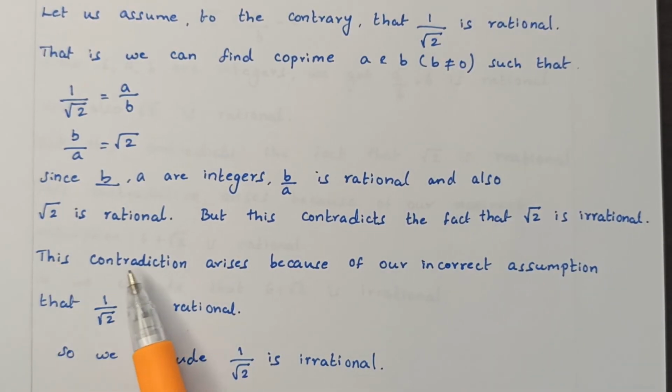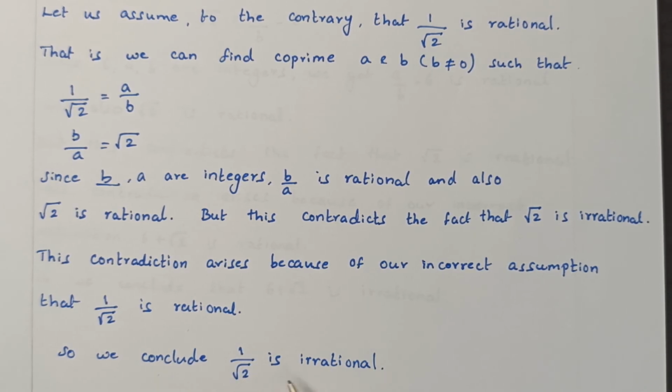This contradiction arises because of our incorrect assumption that 1 divided by root 2 is rational. So we conclude that 1 divided by root 2 is irrational.